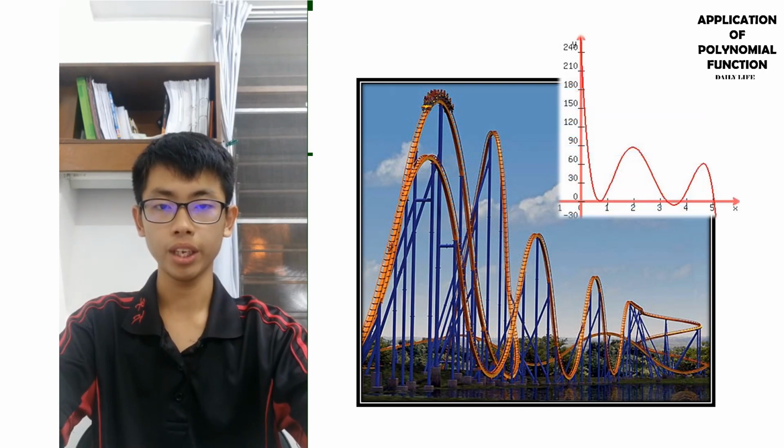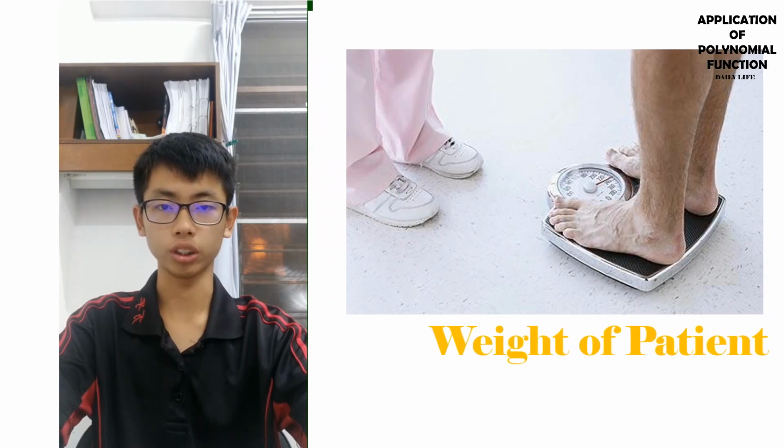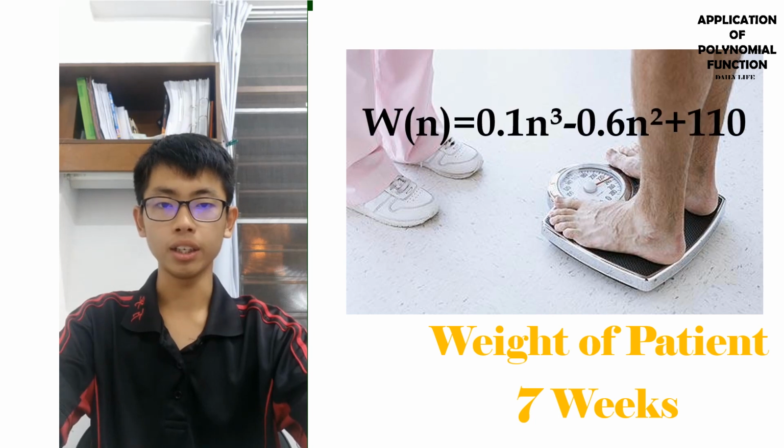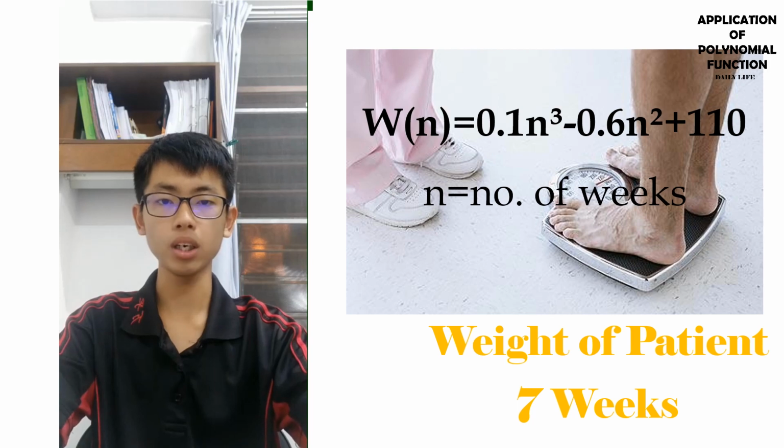rail. Here, as an example, we will discuss the weight function of a patient that suffers from illness for 7 weeks. The weight is modeled by the function w of n equals 0.1 n cubed minus 0.6 n squared plus 110, where n is the number of weeks.